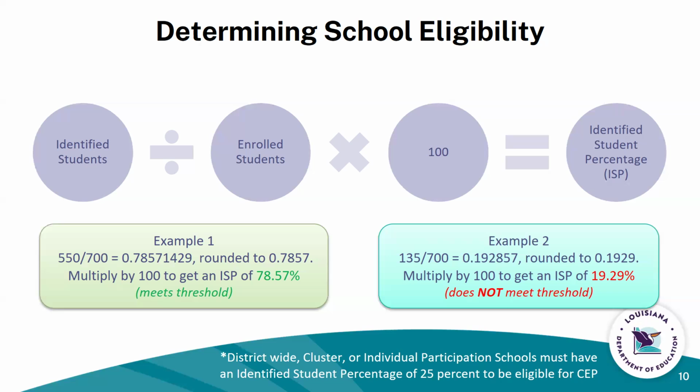The second example shows 135 identified students with a total enrollment of 700 students. Again, you would divide the 135 identified students by the 700 enrollment, which is 0.1929, multiply by 100 to calculate the ISP of 19.29%. Please remember that the ISP must be at least 25% to be eligible. Therefore, the percentage of 19.29% does not meet the threshold.